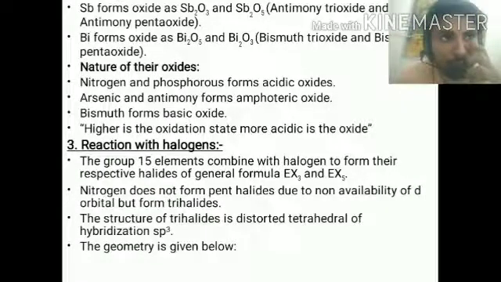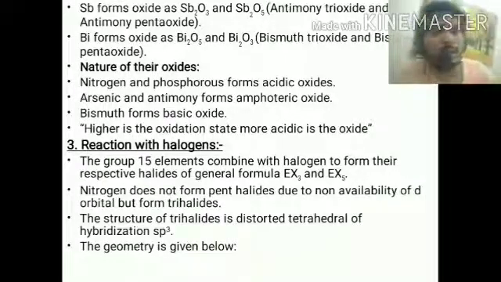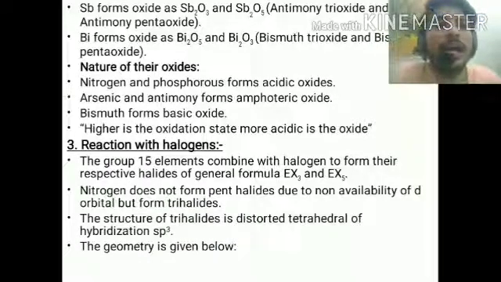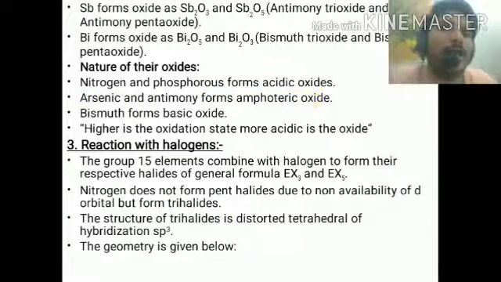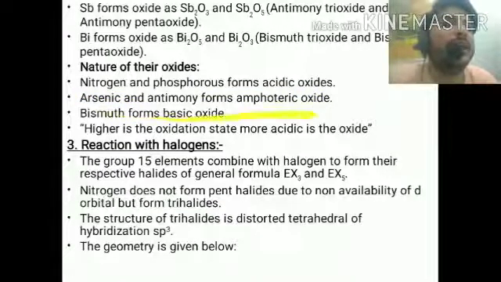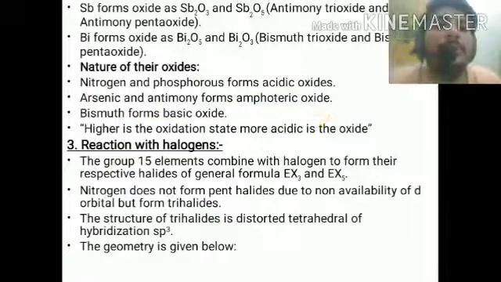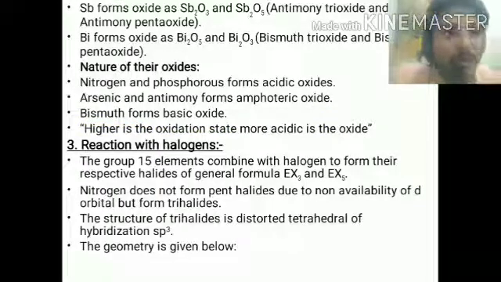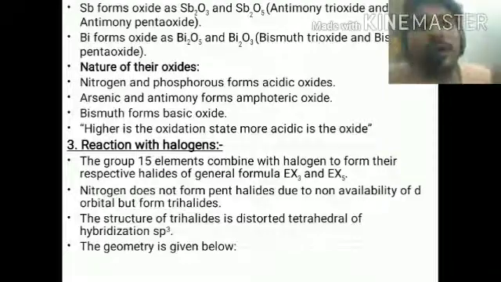We talked about the nature of the hydrides. That's why we are talking about the nature of the oxides. Nitrogen and phosphorus form acidic oxides. Arsenic and antimony form amphoteric oxides, and bismuth forms basic oxides. So we can say the basicity of the oxides increases from top to bottom.